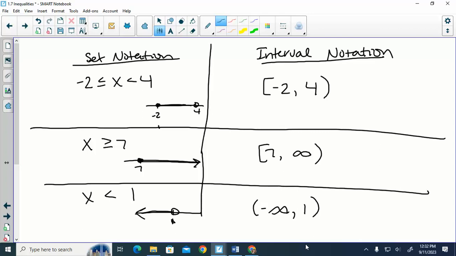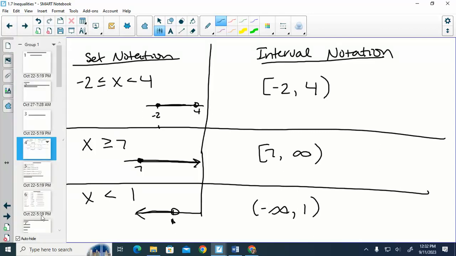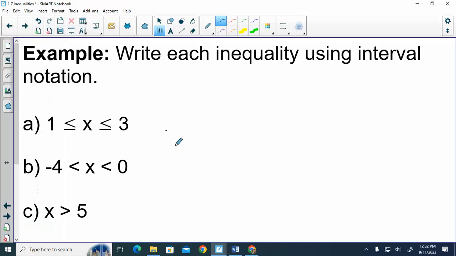So first thing we're going to do is just practice taking inequalities and writing interval notation for those. So writing inequality using interval notation. You guys think you can try these? Okay. Give them a shot and then we'll check.